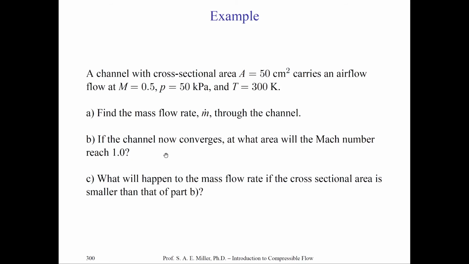We are asked to find an area, which is no doubt smaller than 50 centimeters squared. If it's bigger, you're in trouble. Will the Mach number reach 1? We need to choke this particular flow and accelerate it through the critical condition. Finally, what will happen to the mass flow rate if the cross-sectional area is smaller than that of part B? And this is a physics question. You can show the analysis yourself to prove it mathematically, or indeed, you can just answer physically if you understand the physics by writing out a sentence.